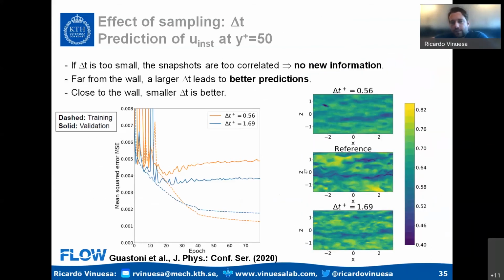This is also related to the effect of the time step. So when you get larger scales, when you're farther away from the wall, having a larger time step can improve the results, as we can see here.